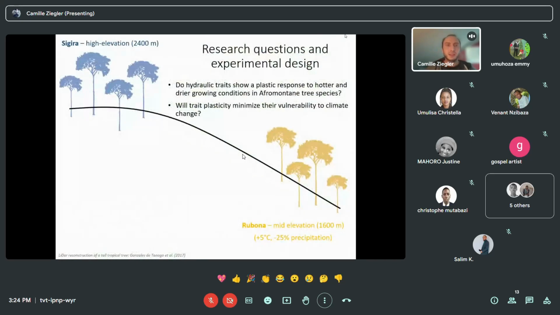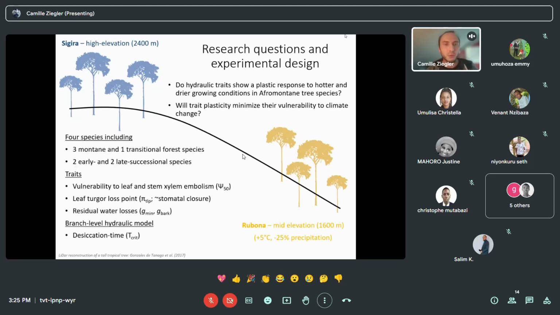So in this study, I took advantage of this design at the high sites, Sigira and Rubona, mid-elevation sites. And we wanted to answer 2 main questions. Do hydraulic traits show a catastrophic response to hotter and drier growing conditions in Afro-mountain tree species? And will this trait plasticity, if it exists, minimize tree vulnerability to climate change?